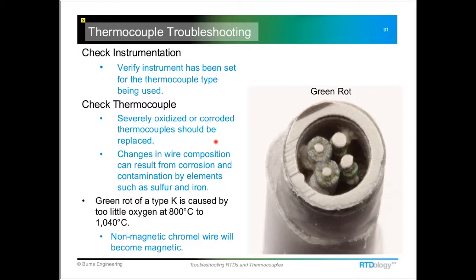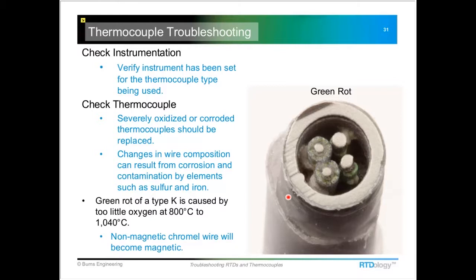And this is caused by either too much or not enough oxygen getting to that probe sheath. And it happens at higher temperatures. One of the ways you can test this in a type K thermocouple is that one of the wires will actually become magnetic. Either of these wires is magnetic or very magnetic when it's brand new, but you will notice that one of them will become magnetic if this green rot is part of your problem.